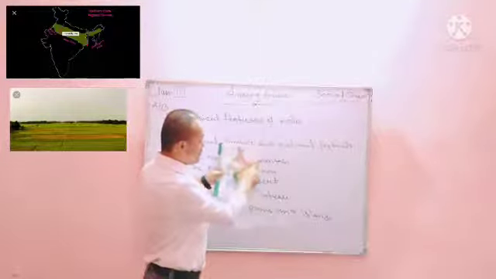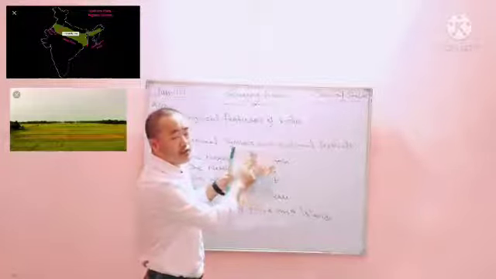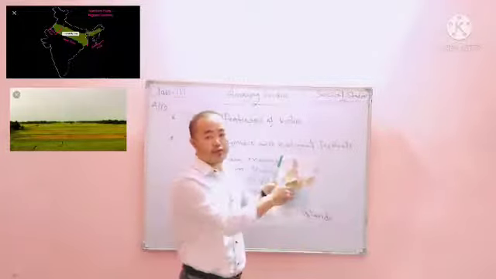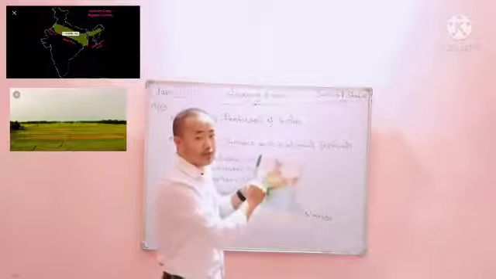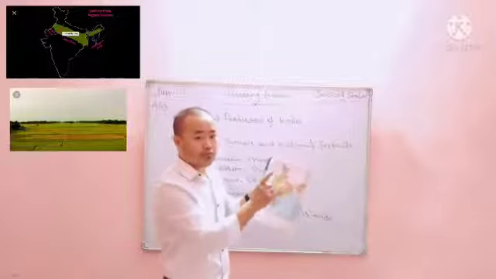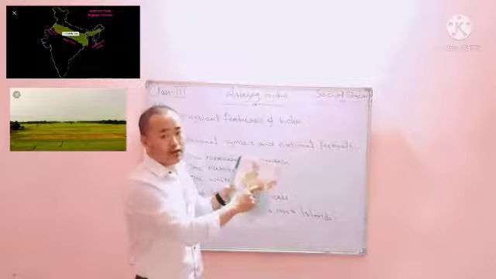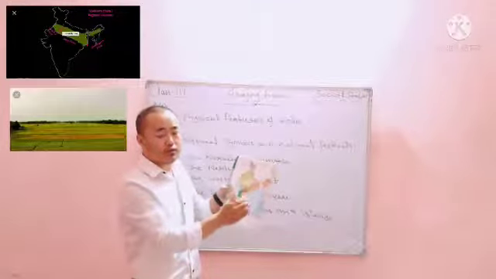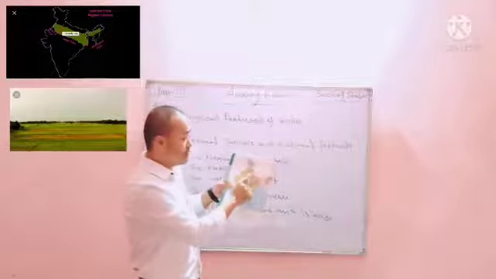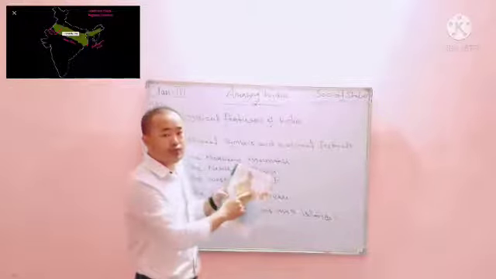This region is very fertile because of the river, and these plains are flat and level land. This land here is very fertile because the major rivers of India flow in these regions, like Ganga, Yamuna and Brahmaputra. These rivers flow in this region. That's why these plains are very fertile.